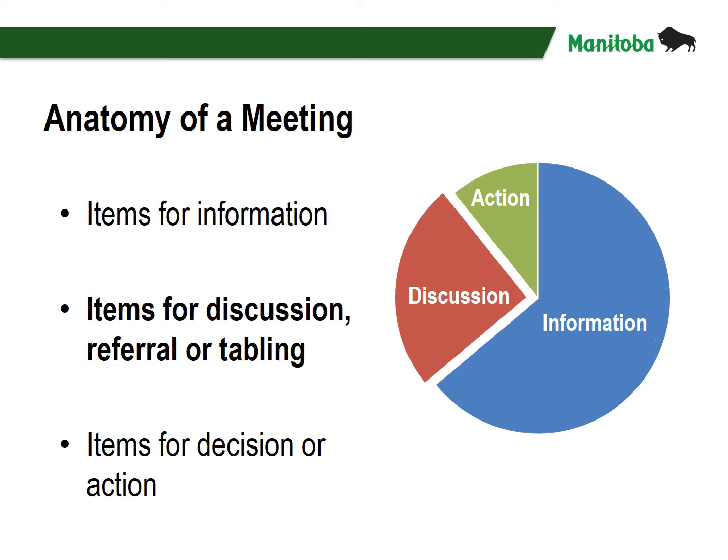Items for discussion, referral, or tabling. These are agenda items that require further input from the board prior to a recommendation for decision or action. These items may lack sufficient information, or there may be issues regarding these items that need to be referred to a committee or the executive. These may be poorly timed discussion items or those that the board does not wish to take immediate action on.